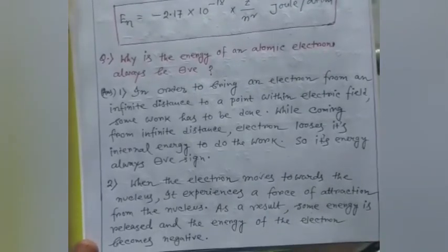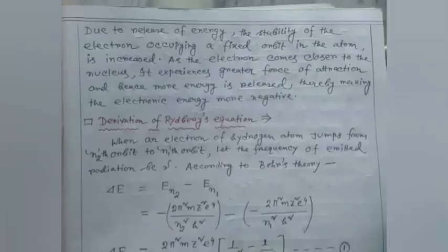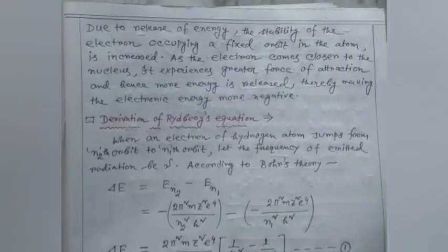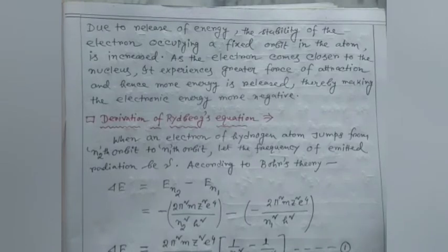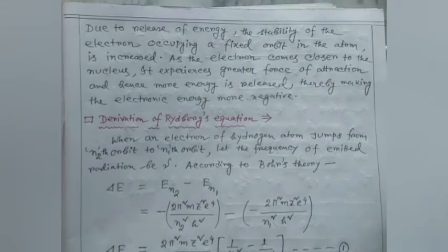Second one, when the electron moves towards the nucleus, it experiences a force of attraction from the nucleus. As a result, some energy is released and the energy of the electron becomes negative. Due to the release of energy, the stability of the electron occupying a filled orbit in the atom is increased. As the electron comes closer to the nucleus, it experiences a greater force of attraction and hence more energy is released, thereby making the electronic energy more negative.